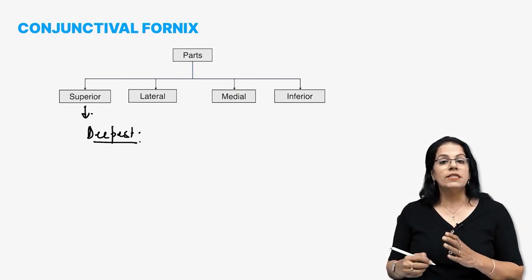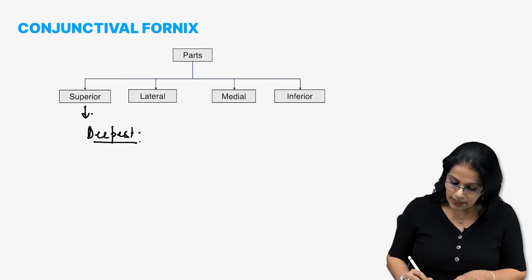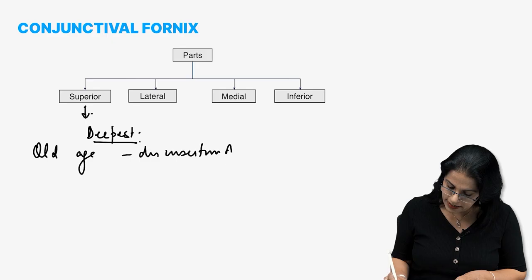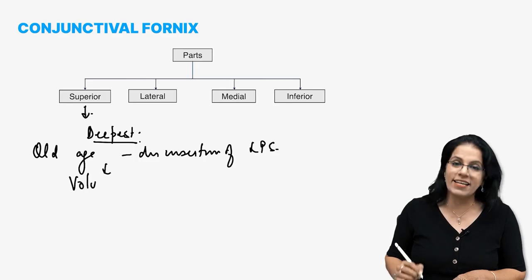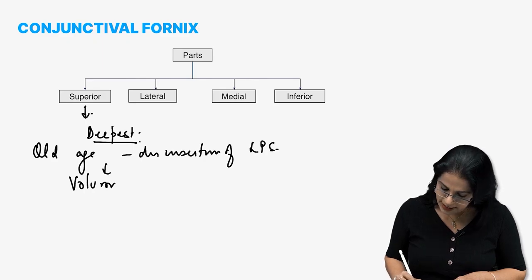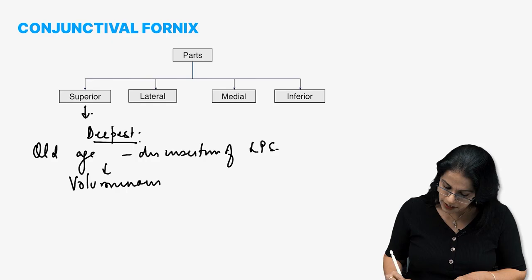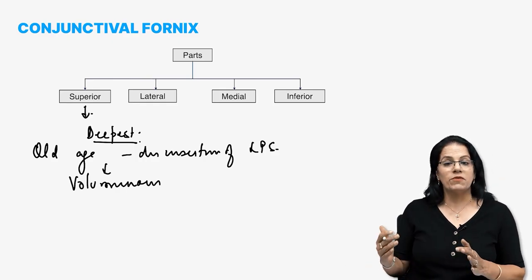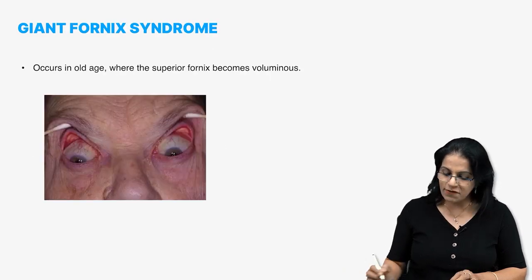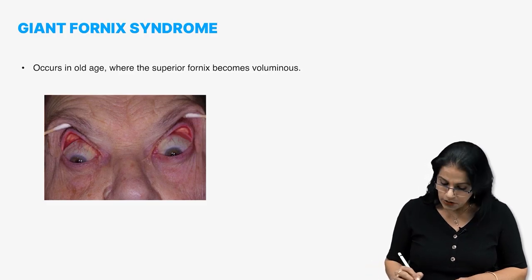Sometimes what happens due to disinsertion of the levator palpebrae superioris in old age, when there is disinsertion of LPS. Okay, I hope you are noting down. What happens? We have to learn some clinical applications along with anatomy, right? You get a very voluminous superior fornix, and this is what is called giant fornix syndrome. Okay. So, giant fornix syndrome is something like this, as you have a look here.